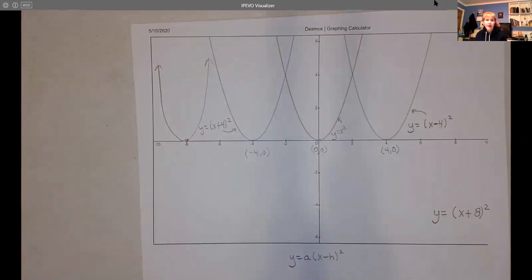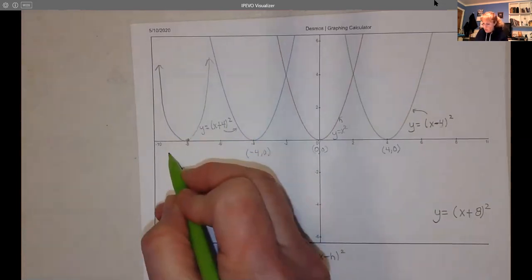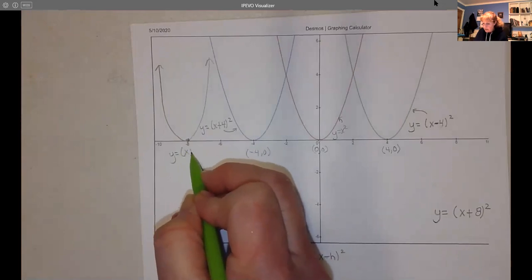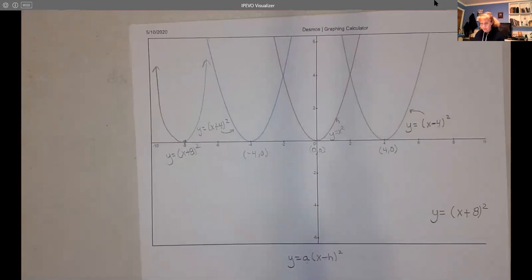So the shift is, just think of it as the opposite shift. If it's positive, go to the left. If it's negative, go to the right. So this would be y equals (x + 8) squared. And again, I didn't make it wider or narrower.